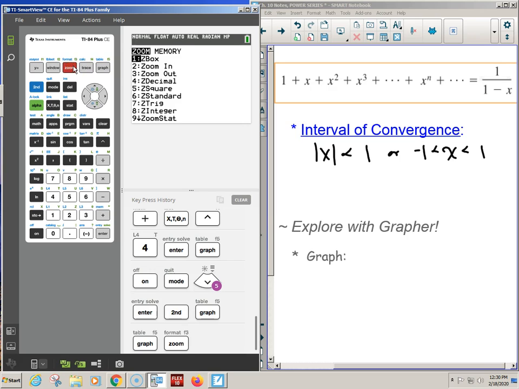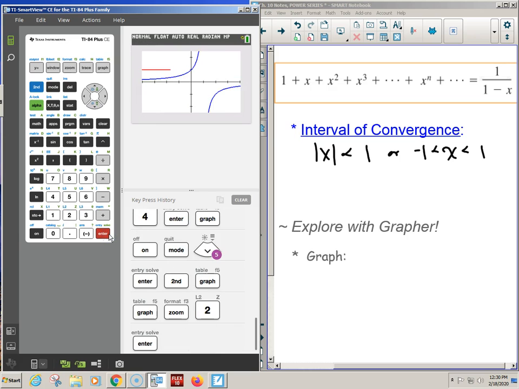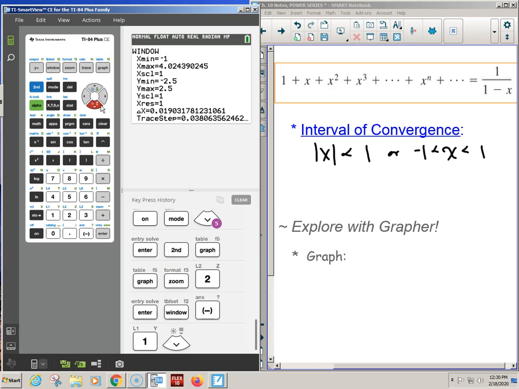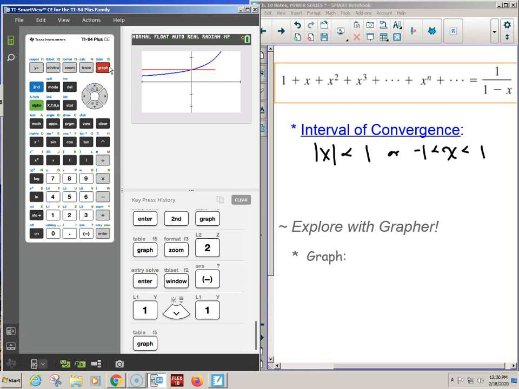So if I were to zoom in, you see it? We can keep on going, keep on going. Now guys, if I were to change my window to be negative 1 to 1, is it still diverging away? Yes, it diverges. And it diverges less, and it diverges less.